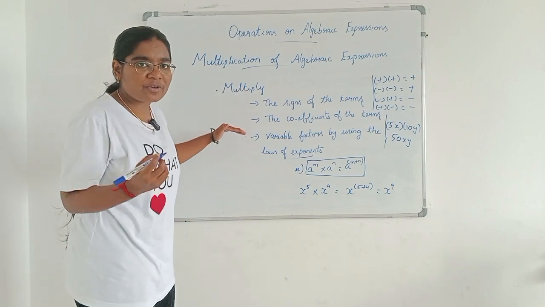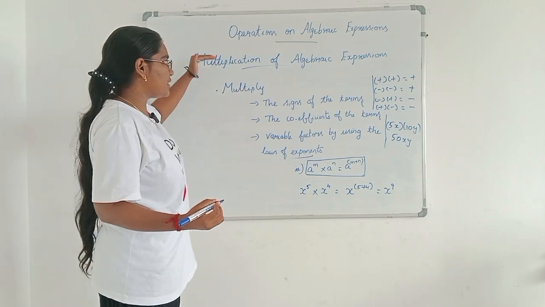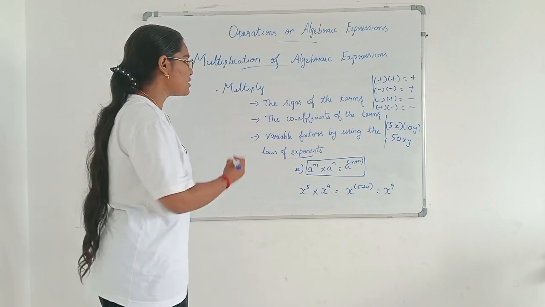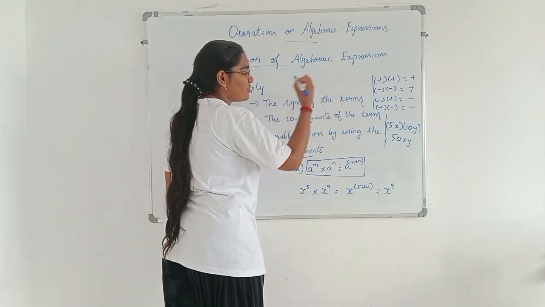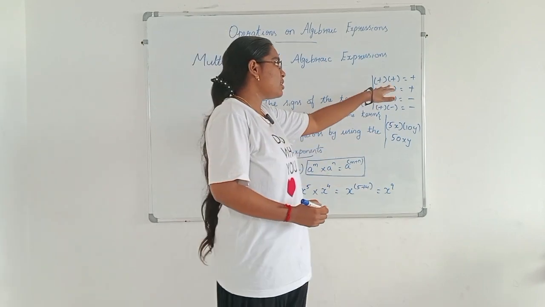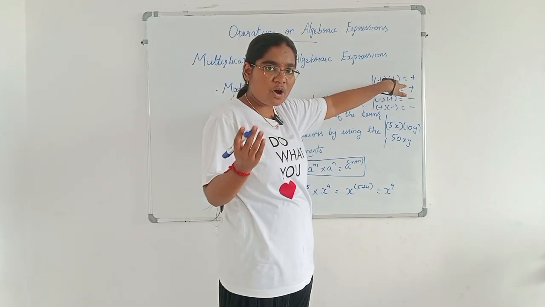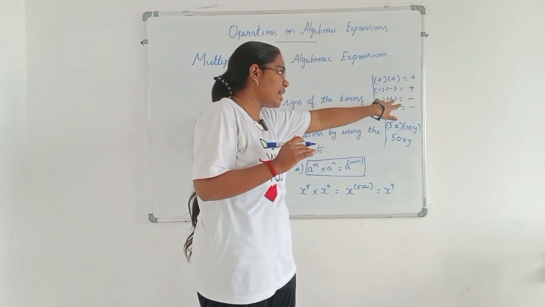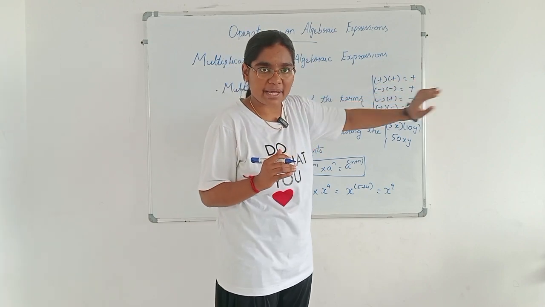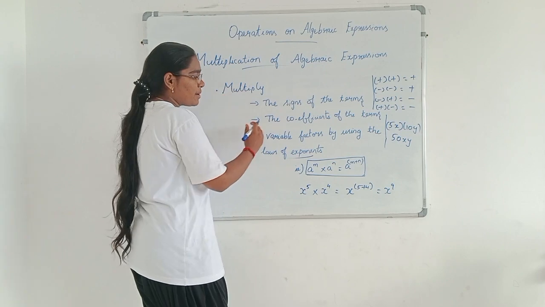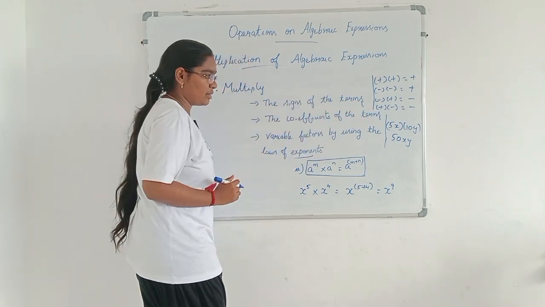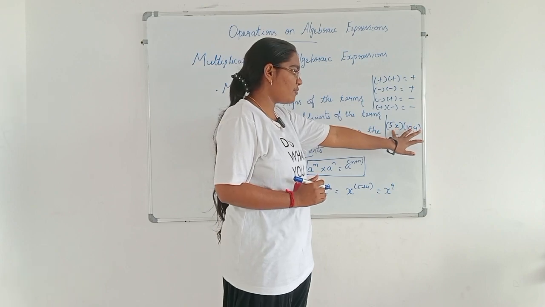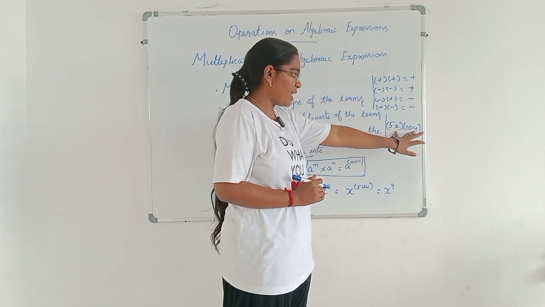These are the 3 steps to be followed while multiplying the algebraic expressions. So the step number 1 is multiply the signs of the terms. That means if the signs are positive or if the signs are same, then you will get plus. If the signs are different, you will get minus. Next, multiply the coefficient of the terms. That means you have to multiply these two coefficients. So 5 into 10, 50.